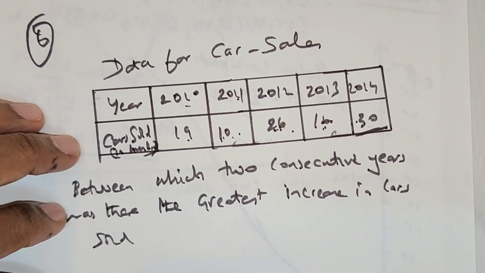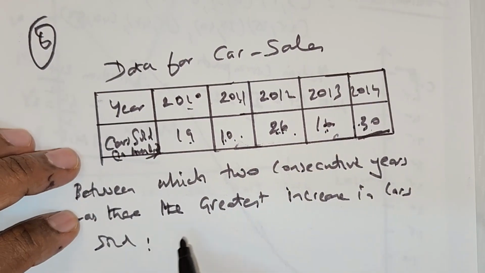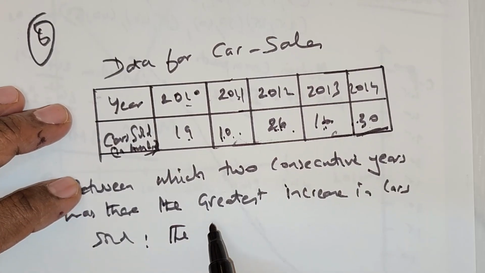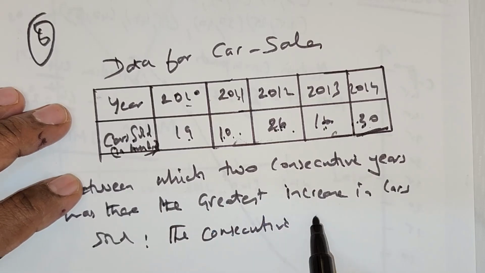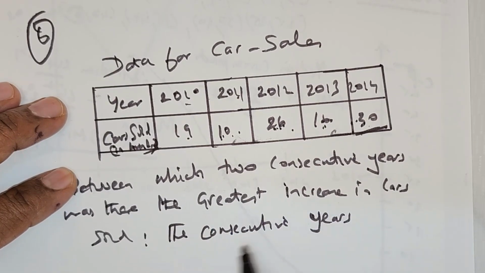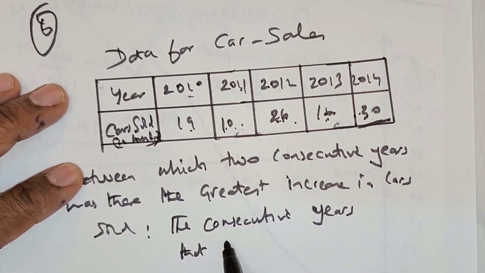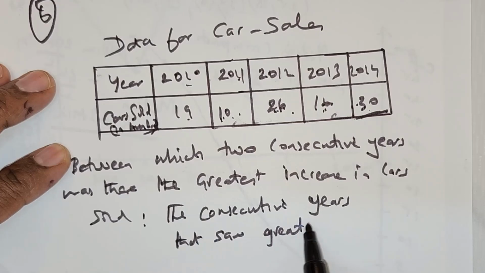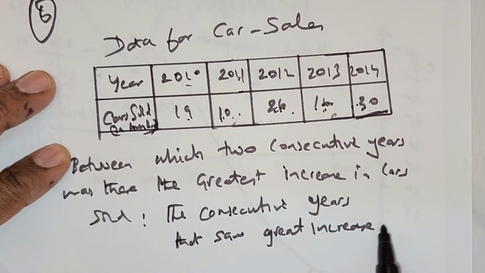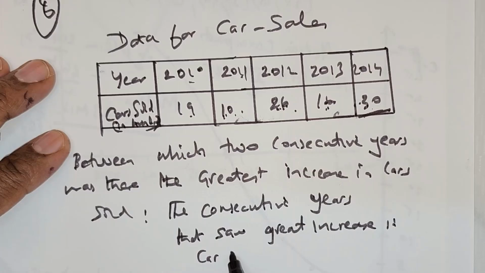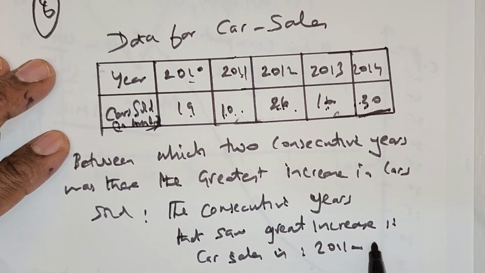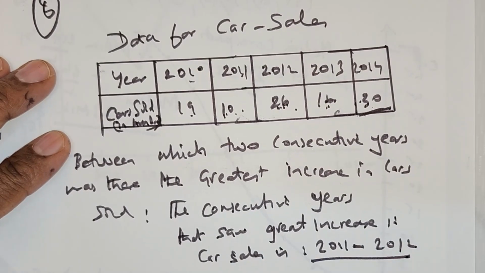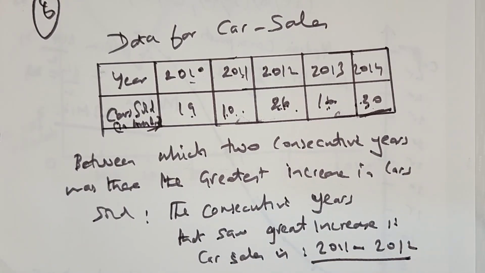So the solution is: the consecutive years that saw the greatest increase in car sales is 2011 to 2012. That's the solution. Okay, we have got that.